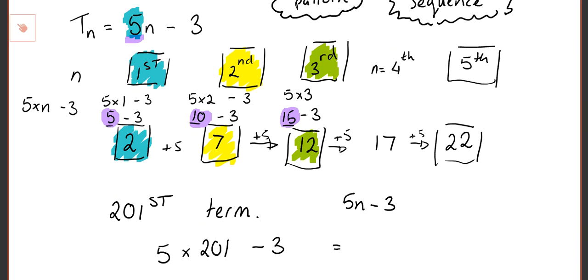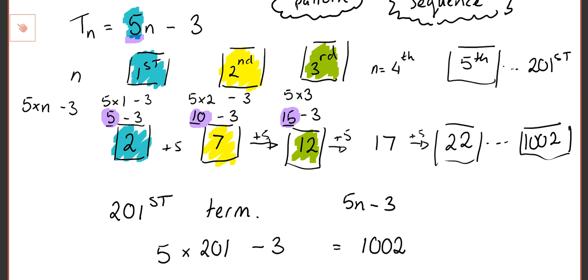Tristan, you show us? 1002. So if I were to write in the list, blah, blah, blah, I would then get to the 201st term is 1002. Alright? But I've skipped out a load. How do we feel about that? Yeah? It's repeating a lot, but it's good to repeat.